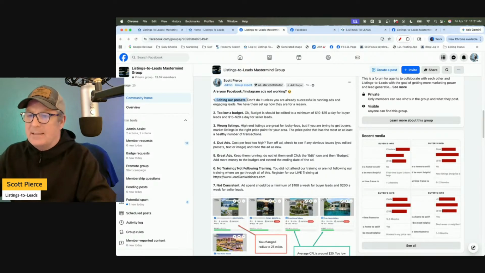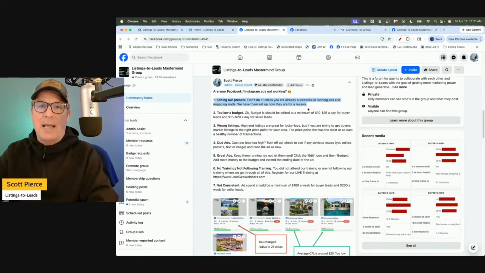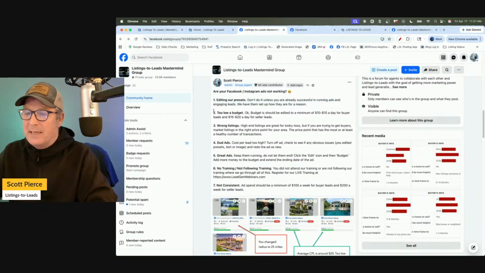So for ads, don't edit our presets. Don't start messing around with the presets. When we look at how to do an ad, that'll make sense. You're spending too little money. $35 a week is way too little, typically.